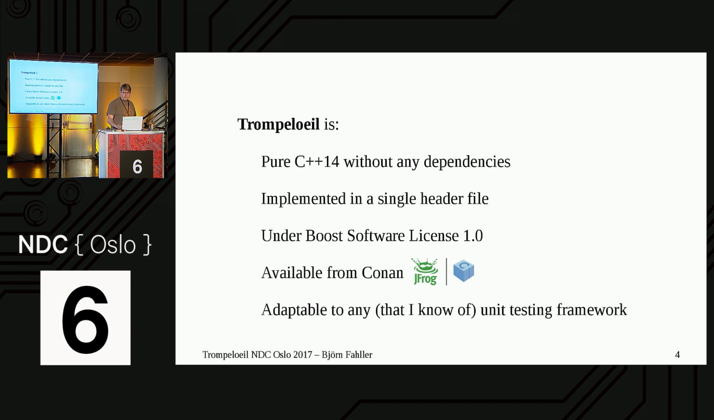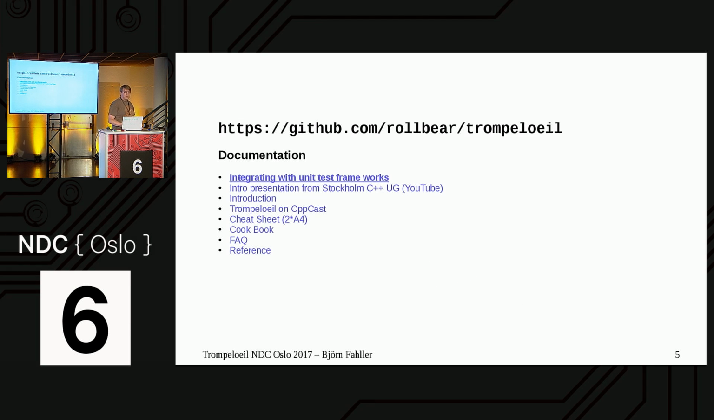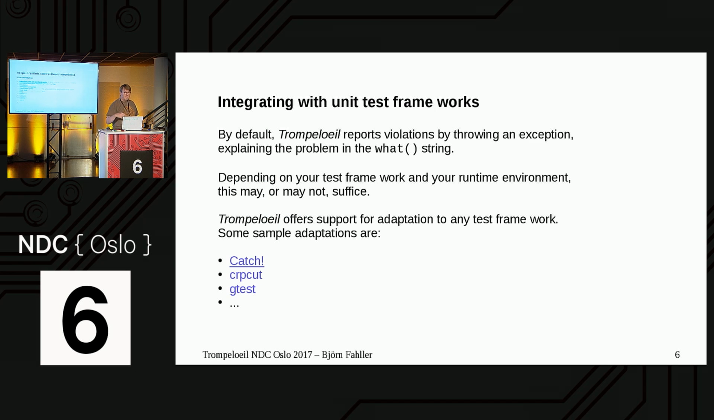This adaptation is important. If you go to the GitHub page and you scroll down below the source code, you find this documentation. The first link is integrating with unit testing frameworks. When you click on that, you see this text that says that by default, Trompeloeil reports violations by throwing exceptions. Many mocking frameworks do that, but I find it to be a little bit troubling. That's why I strongly suggest that you use an adapter for your unit testing framework.